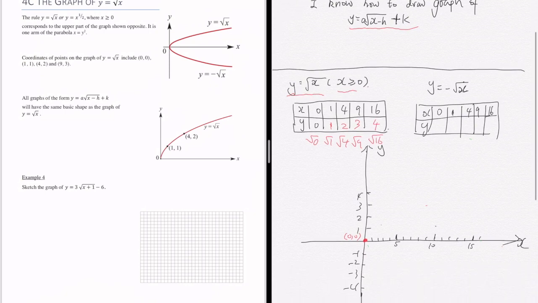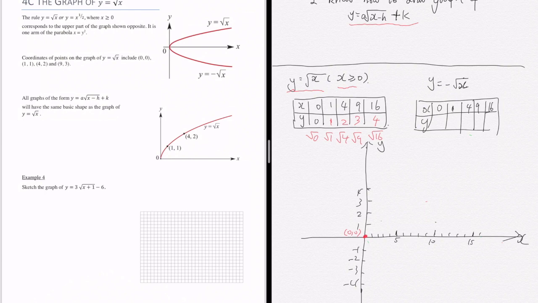Then we can plot these different coordinate pairs on my Cartesian plane. So 0, 0 is over here. Now 1, 1. And when x is equal to 4, y is equal to 2. When x is equal to 9, y is equal to 3. When x is equal to 16, y is equal to 4.